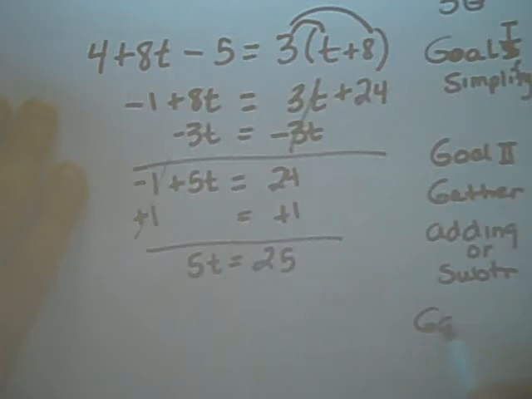It's time to go to goal number 3, which is to divide by the coefficient of the variable. You see this 5t? That represents a 5 times t. And to get t alone, which is our ultimate goal, we have to break up that multiplication by dividing. The opposite is to divide, and what you do to one side, you do to the other. And so we get 1t, or just t, equals 25 divided by 5 is 5, and we're finished.